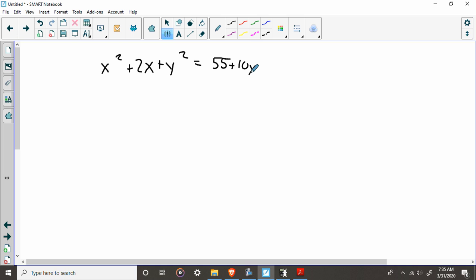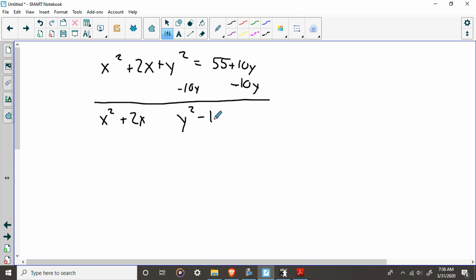The first thing obviously is, yes, we have all the constants on this side, but the y is over here. Same way we would always move it. Let's subtract 10y from here, subtract 10y from here. I'm not going to assign you guys any of this complicated on your homework. We'll worry about those over the next few days. So again, what do I got? X squared plus 2x, leave yourself a space, y squared minus 10y is equal to 55.